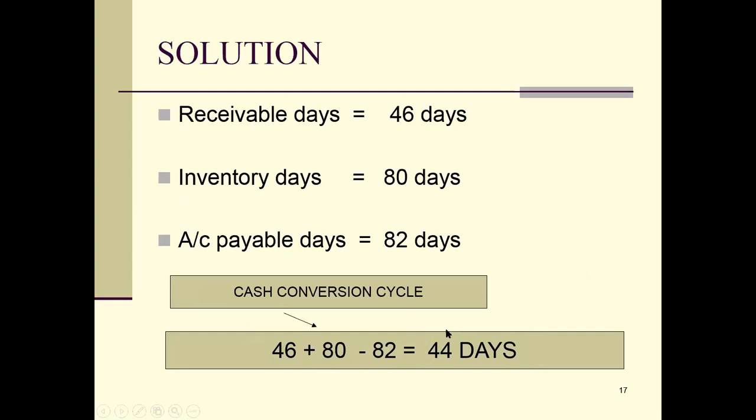It means that you are able to collect from your customers in 46 days. You are selling your stock in 80 days. You are deferring your payment to suppliers 82 days. It means on average you need funds for 44 days in which your cash is stuck up in business.